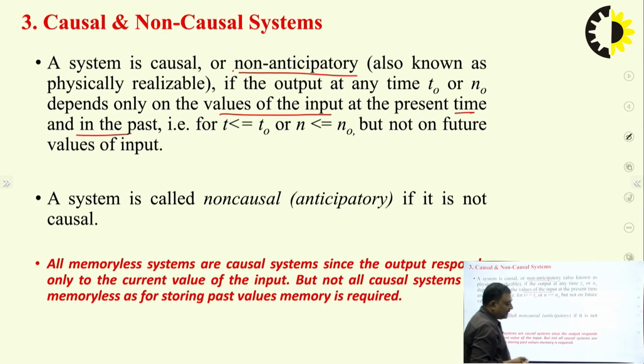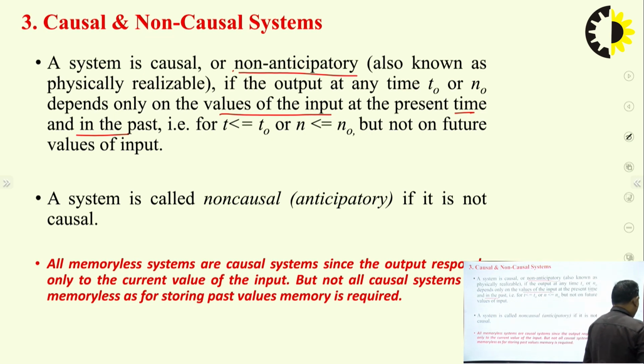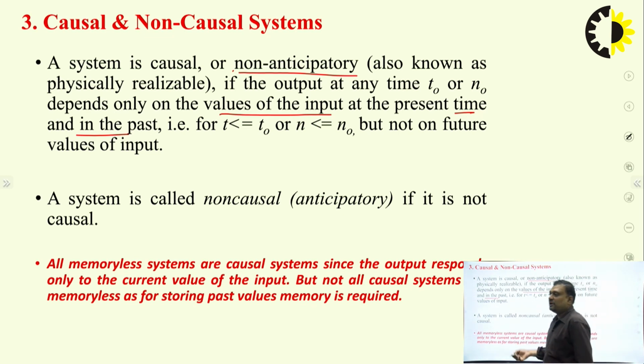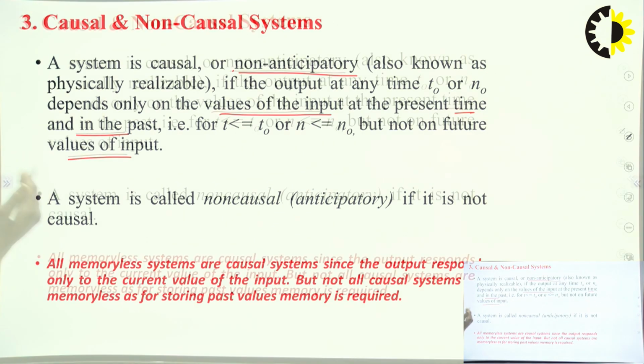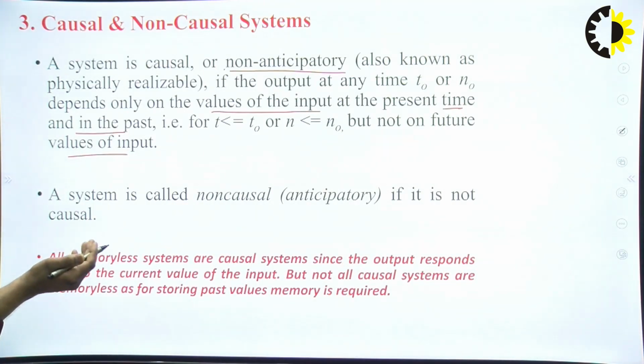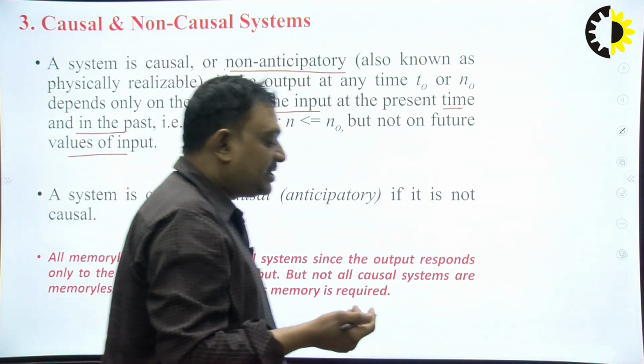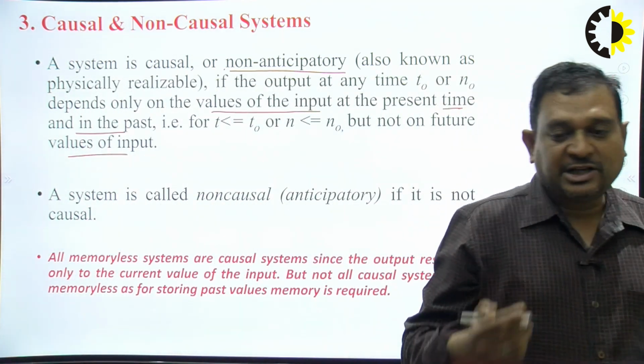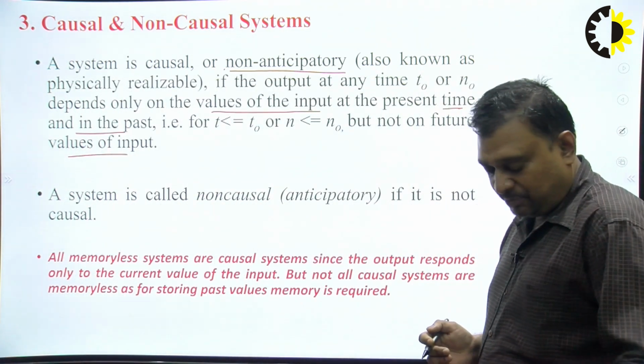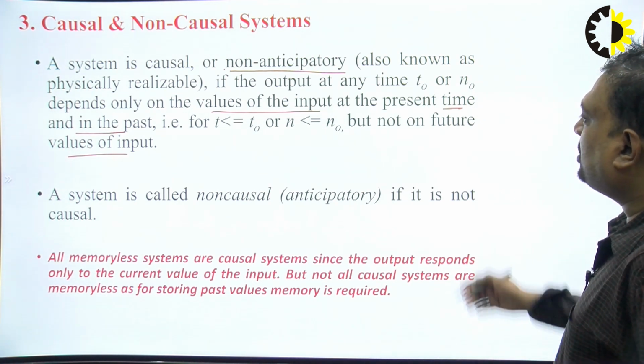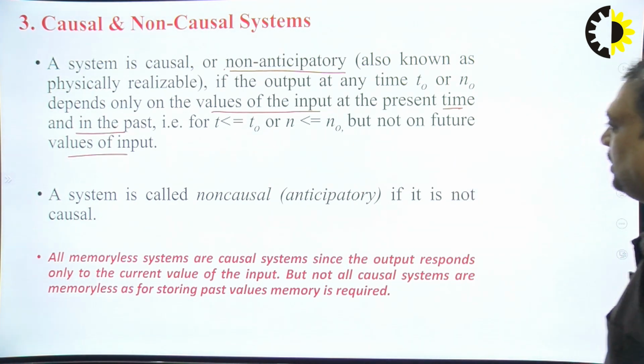Means you can say if the present output of the system depends upon present input values and past input values only and not upon future values, then your system is a causal system. And a system which is not causal will be a non-causal system, where the present output depends upon the future value of the input.